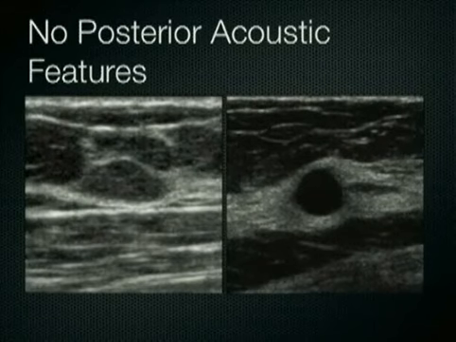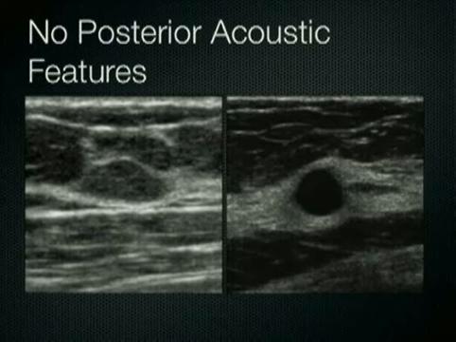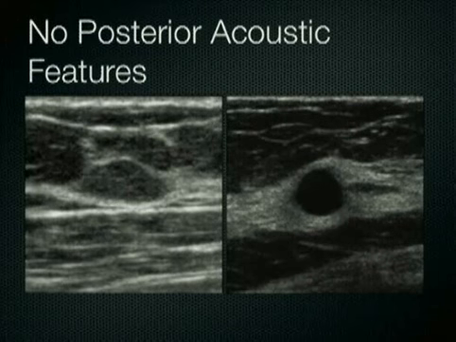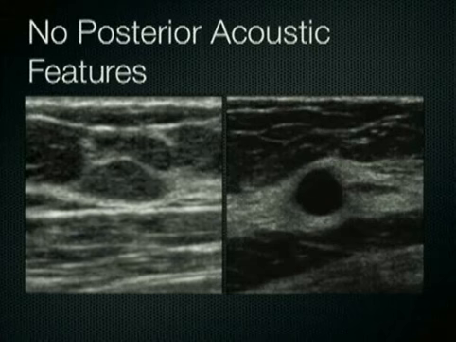Here are additional examples of lesions with no posterior acoustic features, the one on the left being a small fibroadenoma, the one on the right being a small cyst. In the case of the cyst shown on the right, compound imaging was used to produce this image. Spatial compounding may result in a diminution of the conspicuity of both enhancement and shadowing and accounts for the relative lack of enhancement in this image.